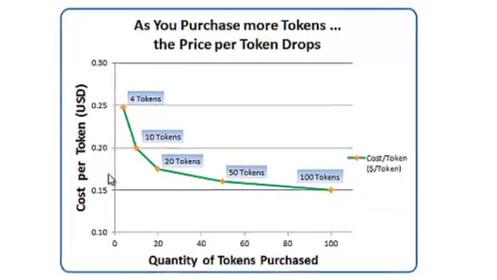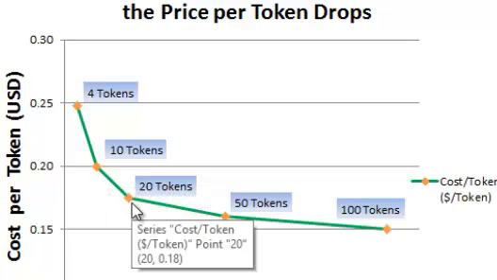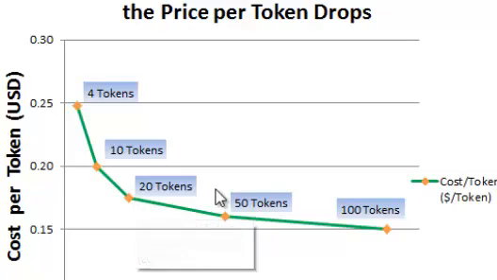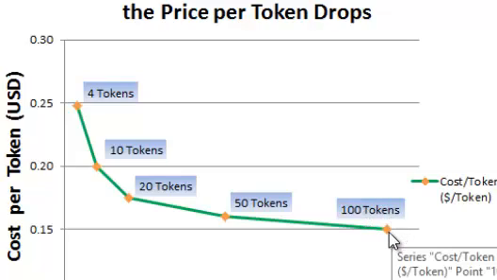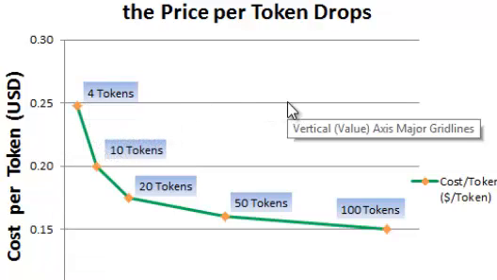So you can purchase, for instance, 10 tokens for roughly $2. I think it's $3.50 here in 2014 for 20 tokens, 50 tokens for about $8 or $7.50, and lastly, 100 tokens for $15. So as you can see, the cost if you buy 100 tokens is only 15 cents per token, whereas if you buy the minimum amount, it's going to be 4 tokens for $1.